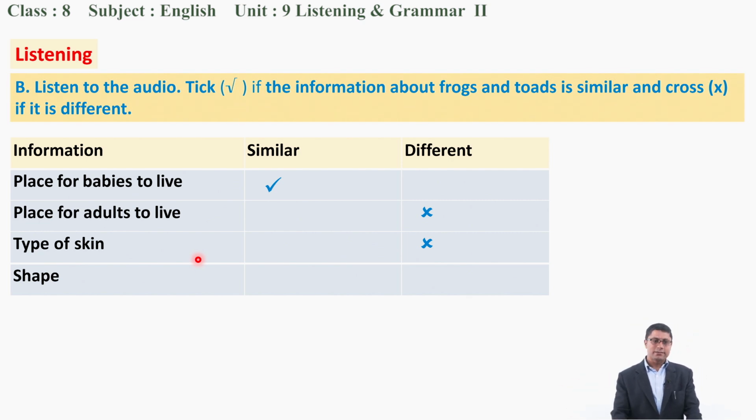Now look at the shape. What have you written? Similar? No. Just listen. Is it similar or different? Oh, different. Okay, let's listen then. Their shape is somewhat different also, with toads being plumper and broader than frogs. See, it says somewhat different. That's why it's different.